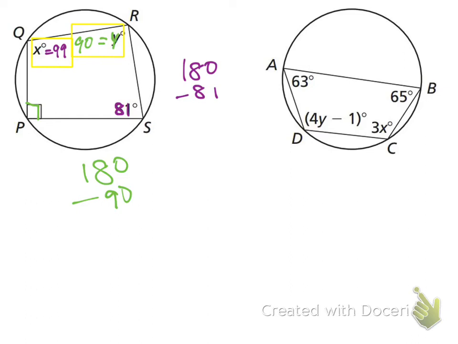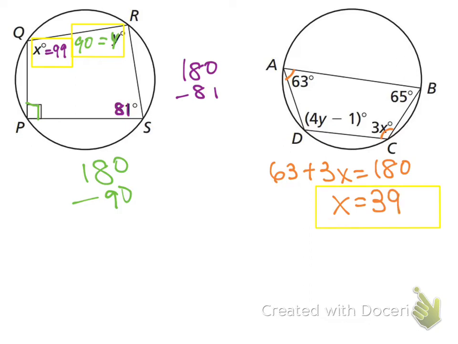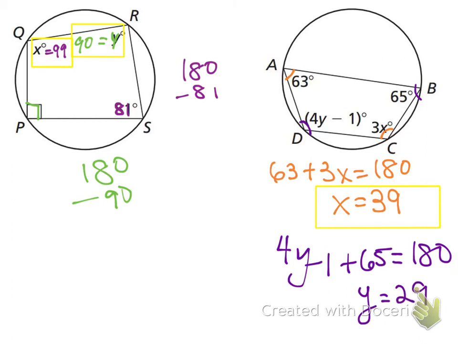For the second, what do I set up? 3 plus 3x equals 8. Good. If I do this, what does x equal? 39. And then y, what do I do here? Equals 180, and y equals 29. Perfect.